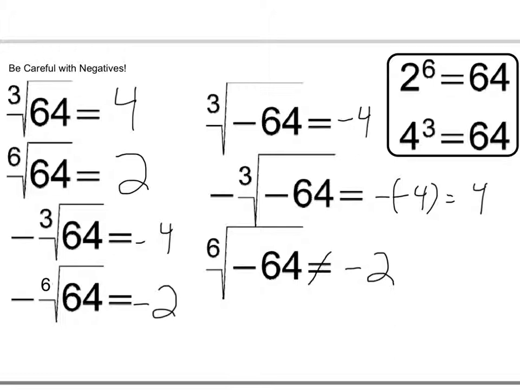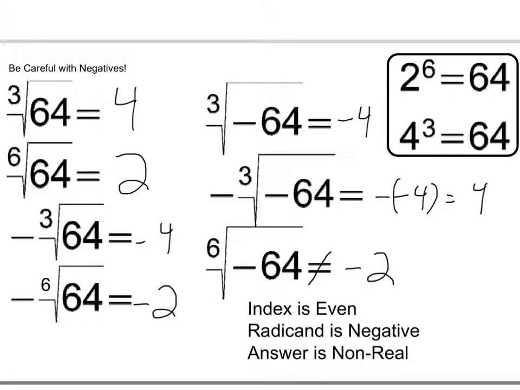And that's where we introduce imaginary numbers. If your index is even and your radicand is negative, the answer is non-real. It's imaginary. So you cannot get an answer for this yet. Eventually we will learn a way to express it, but at this point we can just say that the answer is non-real or imaginary.